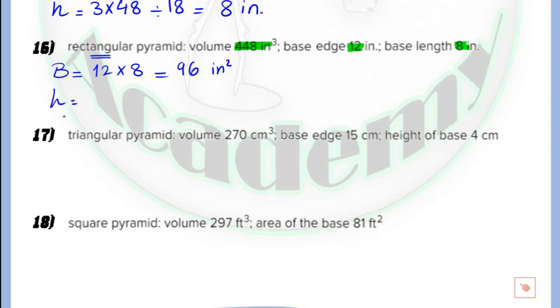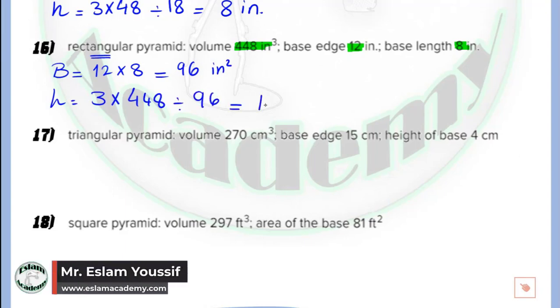Now we need to find the height. To find the height, it is equal to 3 multiplied by the volume divided by the area of the base. By solving the operation, we find that the answer is 14. And that's how we can find the volume and the height of the pyramid.